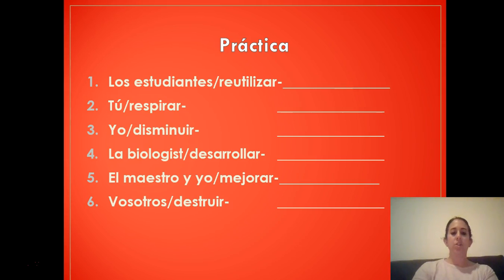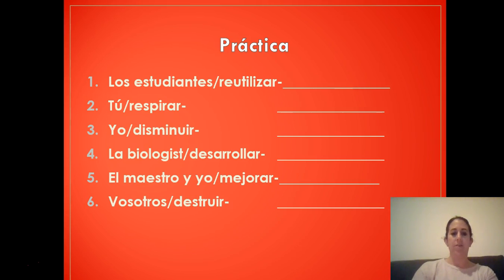Alright, so here's your first opportunity to para y práctica. I've got 6 conjugations. Notice all of those are regular verbs. So I'm going to go ahead and ask that you hit pause and practice those, and I'm going to come back at you and we'll go over your answers.